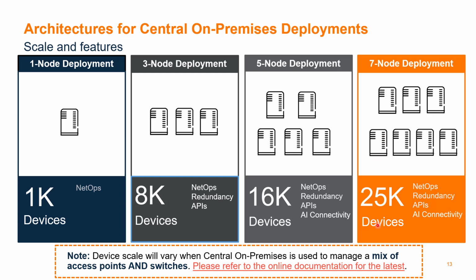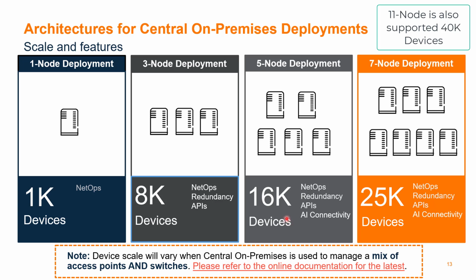This dictates the capabilities and limitations based on the number of nodes, i.e. the number of servers on premises you deploy. The maximum, if you deploy 11 nodes, 11 servers, is 40K. After that comes 25K devices, i.e. access points, switches, controllers, and so on; 16K if you deploy 5, 8K if you deploy 3, and 1K if you deploy 1 node. And what are the limitations?